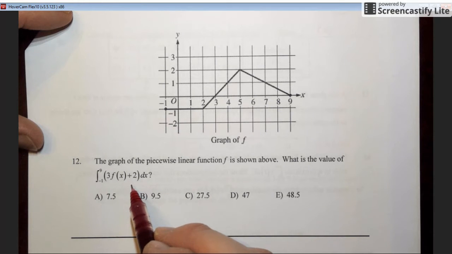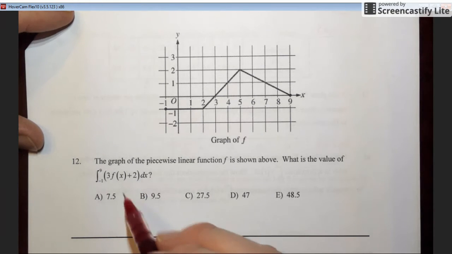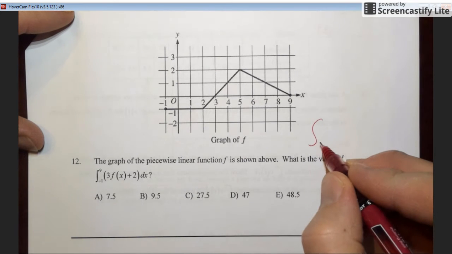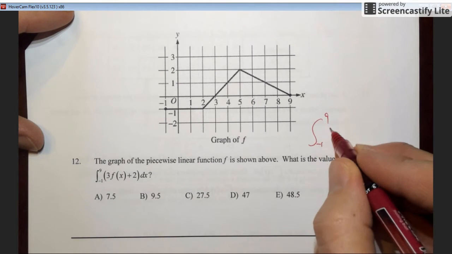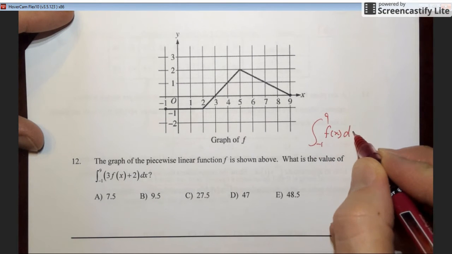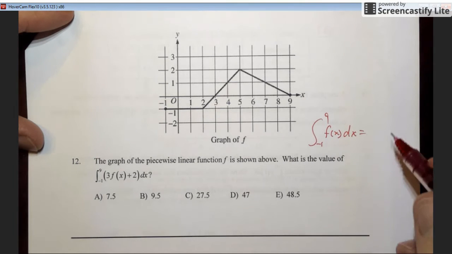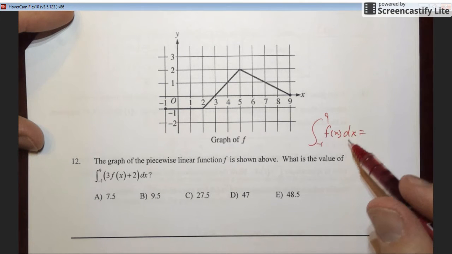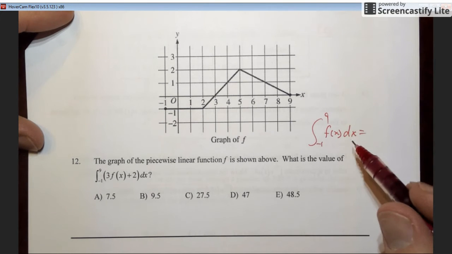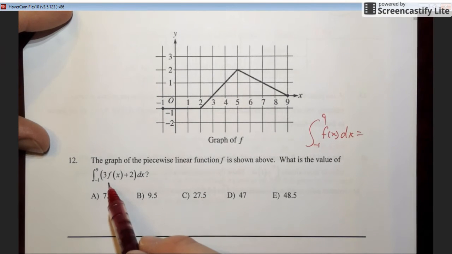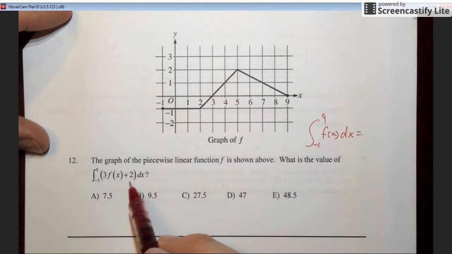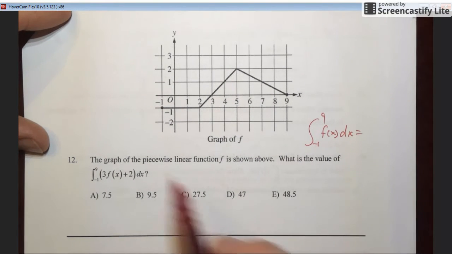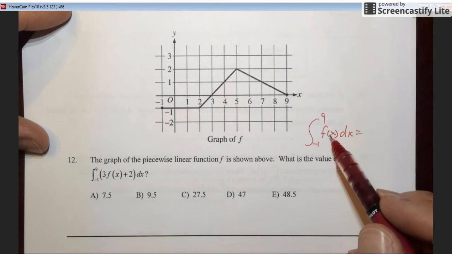Okay, so in the previous problems, they told you that the integral from -1 to 9 of f of x dx was equal to some number. That's not the case here. Here we actually have to figure this out, and once we figure out this definite integral, then we can attack the more complicated integral involving f. All right, so what is this equal to?